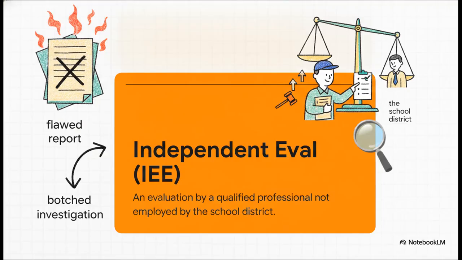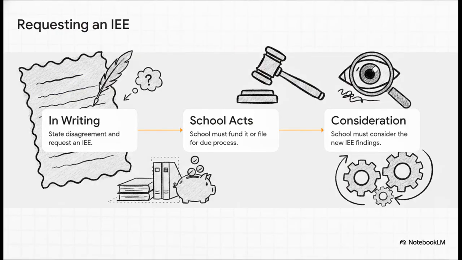So what actually happens if the team's investigation is botched, the red flags are flying, and the report is deeply flawed? Well, this is your legal escalation path, the Independent Educational Evaluation, or IEE. An IEE is an evaluation conducted by a qualified professional who is not employed by the school district. If you disagree with the school's findings, you have the legal right to request an IEE at public expense. Let's break this down into actionable steps.